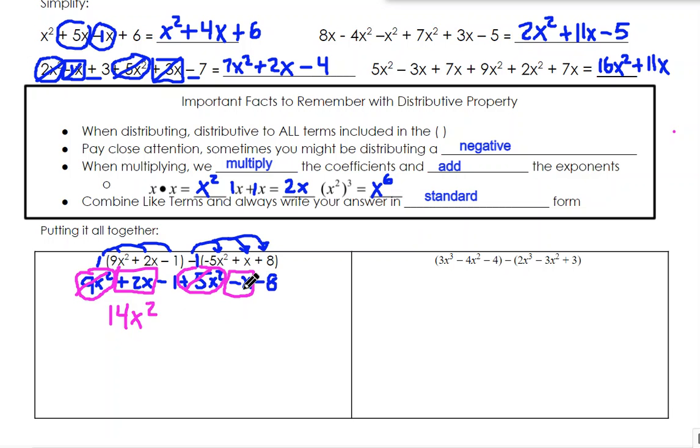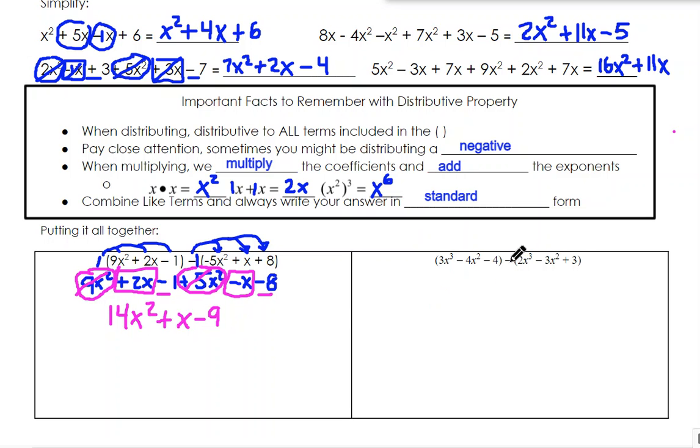All right, so plus 2x minus x would give me a plus 1x. So I can just write plus x. And then I have a negative 1 and a negative 8. Negative 1 minus 8 would give me negative 9. And there's my answer. I can't do anything else, and it's in standard form.